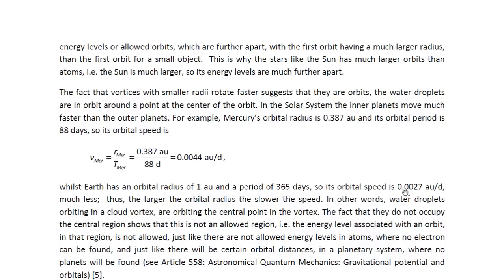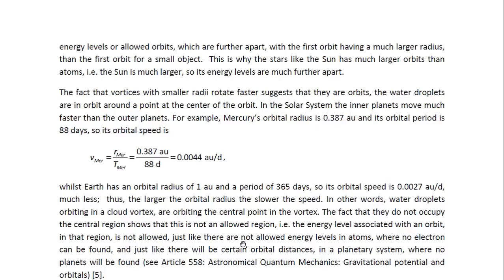So its orbital speed is 0.0027 AU per day. So it's much lower. There it starts with a 4, and here it starts with 2. So it's much less. And of course, Earth is much further from the Sun than Mercury. So thus, the larger the orbital radius, the slower the speed. In other words, water droplets are orbiting in a cloud vortex, or orbiting the central point in a vortex.